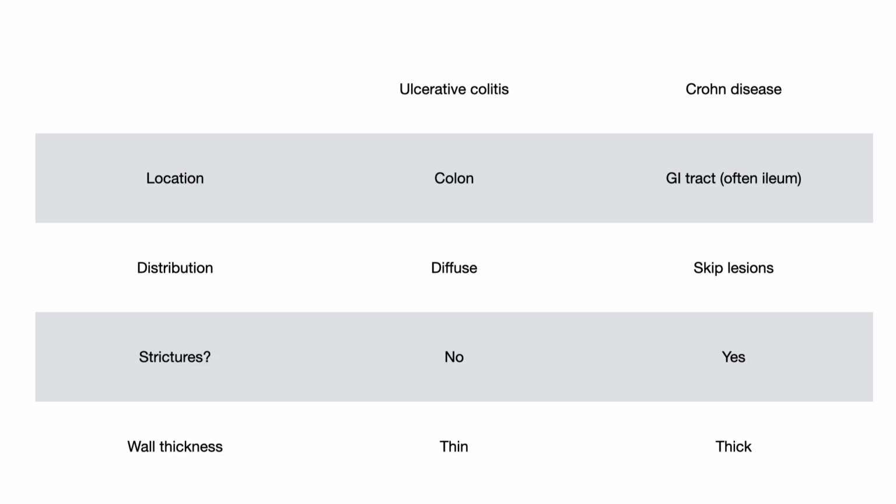Ulcerative colitis basically is a mucosal process, so it doesn't usually cause strictures, whereas Crohn's disease is transmural and causes strictures. Wall thickness: ulcerative colitis will thin it out. Crohn's disease will thicken it, probably because of all the inflammation, potentially the scarring, stuff like that.